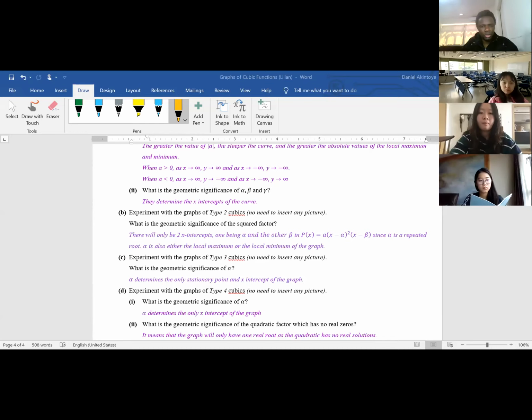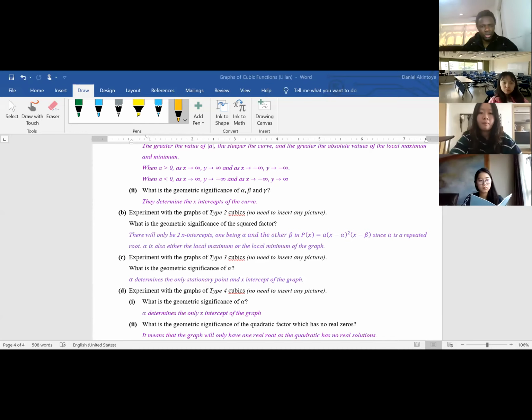And that's why I said, what's the significance of alpha? Alpha is that number in the bracket, okay? Then what is the geometric significance of the quadratic factor which has no real zero? And what did Lillian say here? It means the graph only has one root and the quadratic has no real solution. It means the graph only touches. Yeah, I said, what is the geometric significance of alpha? Alpha means the only x-intercept, okay? Now, what is the geometric significance of the quadratic factor, okay? We already said it, Lillian.